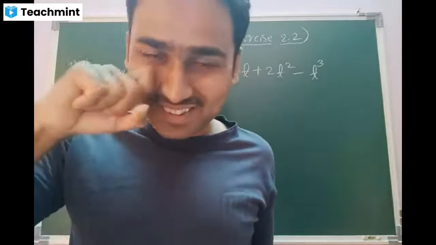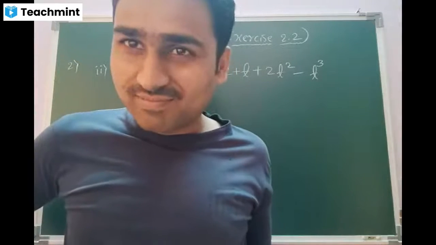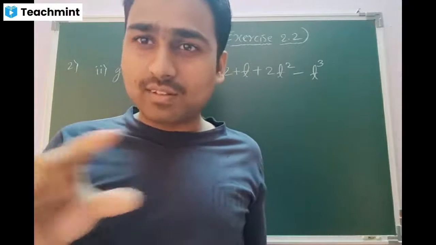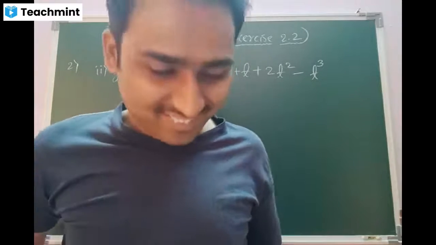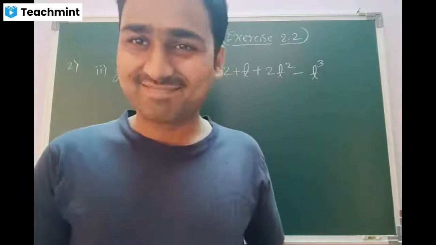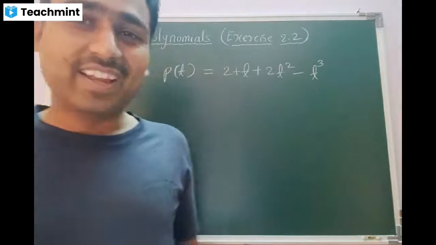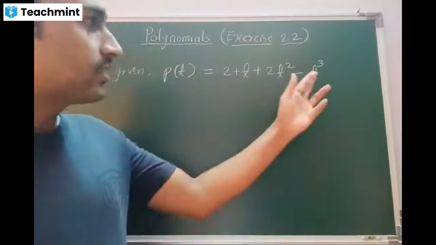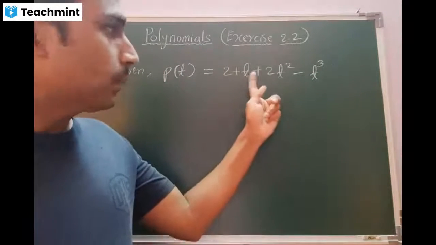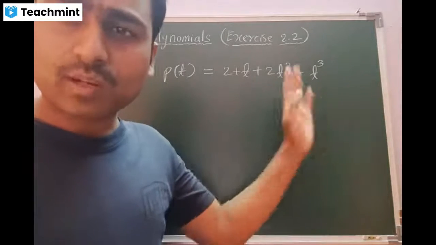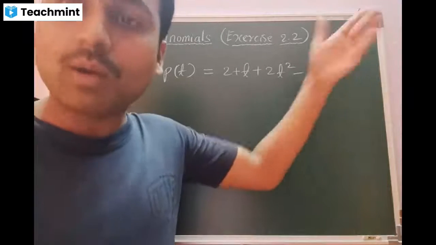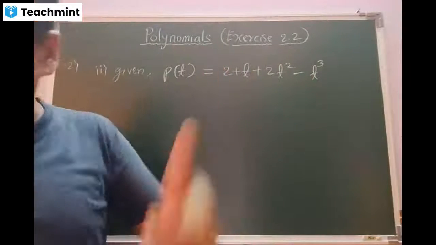Correct, beta? And one more thing: this 2 plus t plus 2t square minus t cube, you can say cube, or else you can also say t to the power 3. Clear, beta?